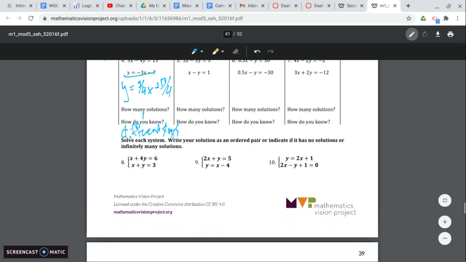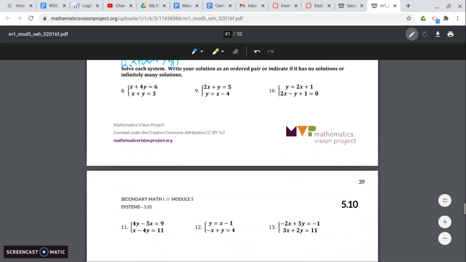All right. Next, we are solving each system. Write your solution as an ordered pair or indicate if it has no solutions or infinitely many. So we're going to take a look at number 8.